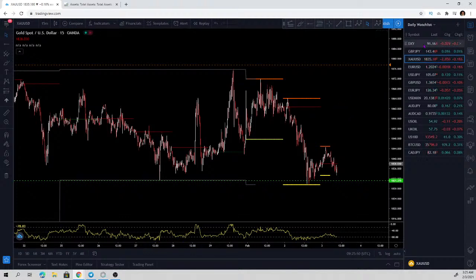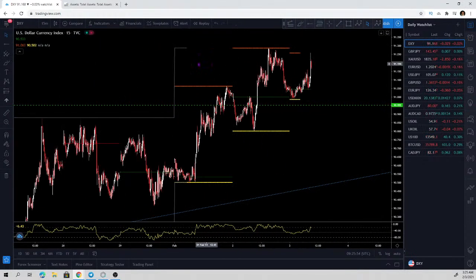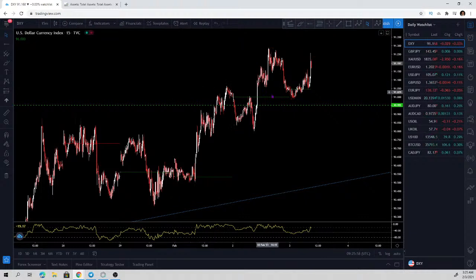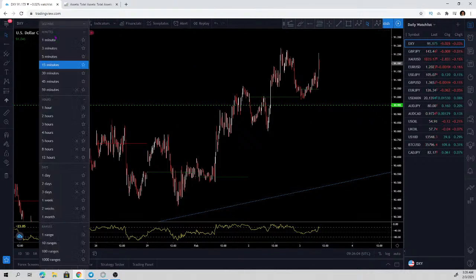So why don't we start with the DXY? Always start with the DXY. Just have a look at this, right? Let me just delete this indicator. And this is the thing, right? And let's go to the weekly chart to look at this.